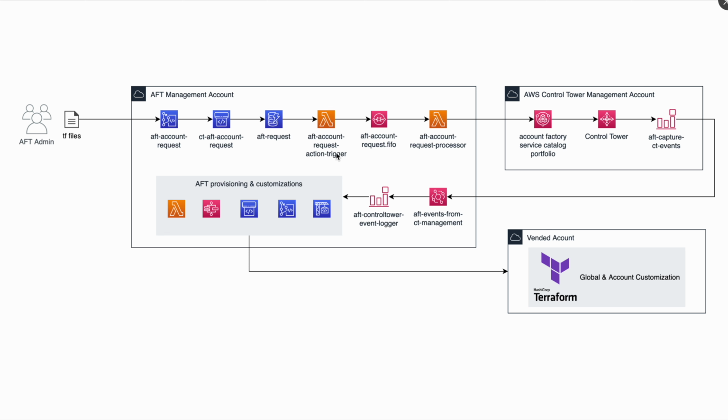And now what does that Lambda function do? It creates an entry in the SQS queue. And as soon as there is an entry, that SQS queue calls the AFT account request processor. So that is another Lambda function.